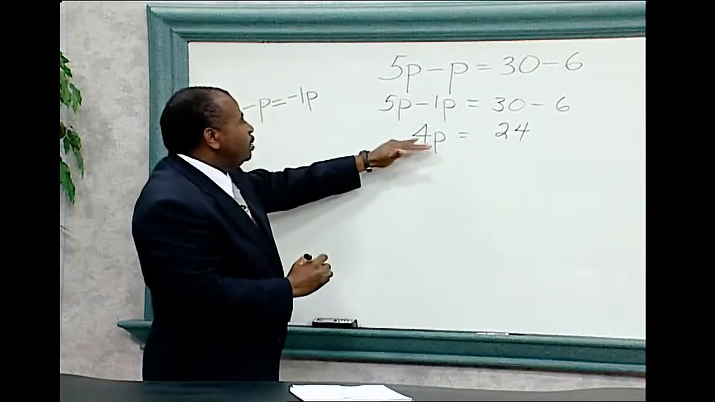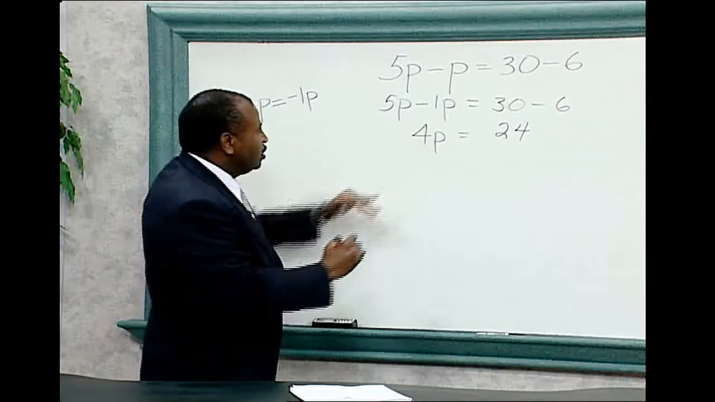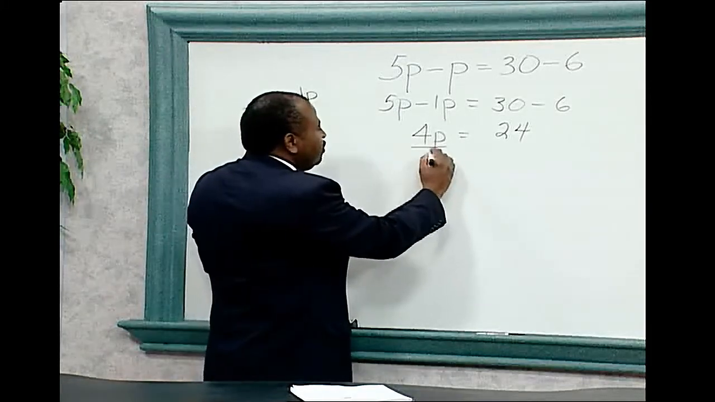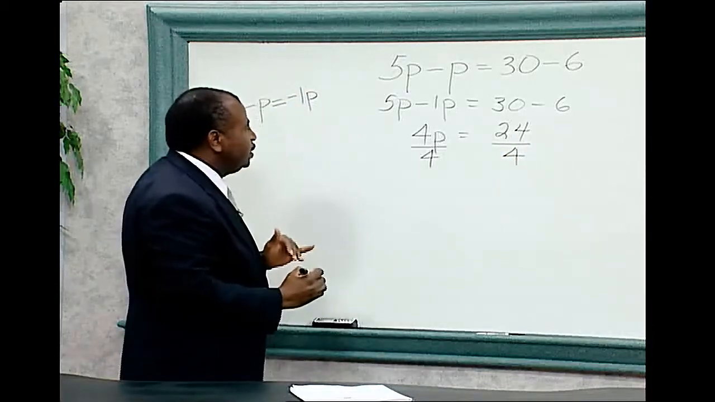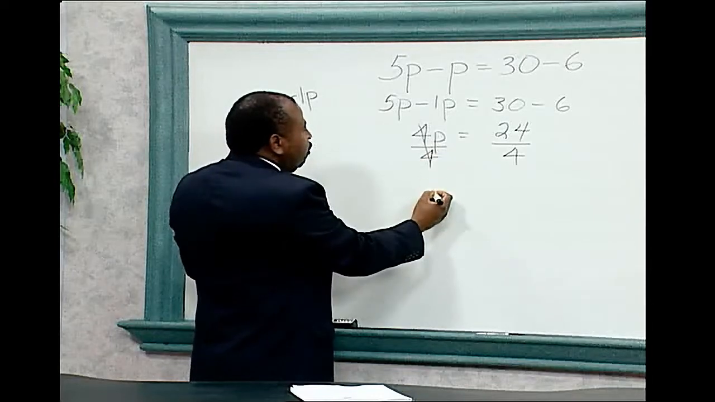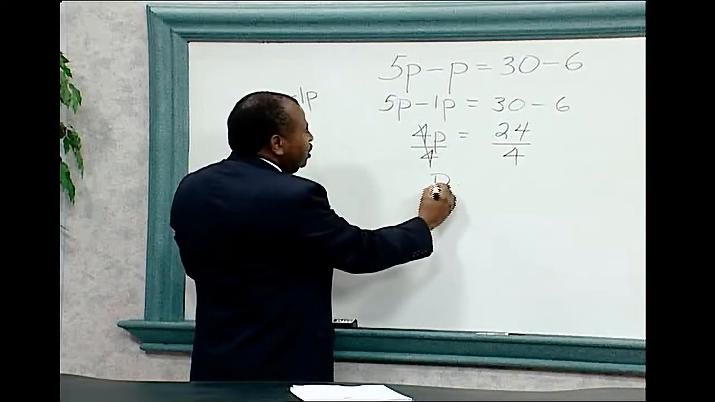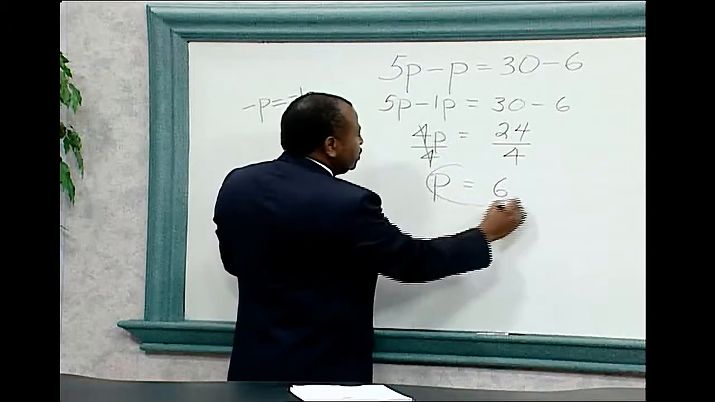Next, we have to find what p is equal to. Therefore, we divide both sides by 4. Whatever you do to one side of the equation, you must also do it to the other side. 4p divided by 4, the 4's cancel out, leaving p is equal to 24 divided by 4, which is equal to 6.